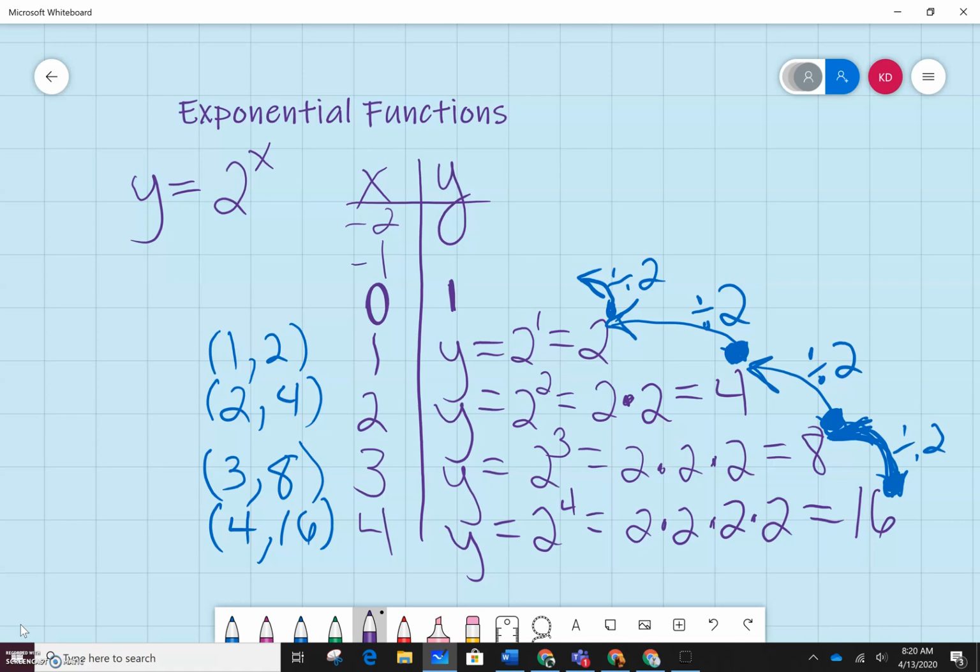And then I'll go one more time, and I'm going to divide 1 again by 2. Well, 1 divided by 2 is 1/2. And I'm going to go one more time. I'm going to take 1/2 and divide it by 2. And that will give me 1/4. It's important to know that, because these are also points that we would graph.